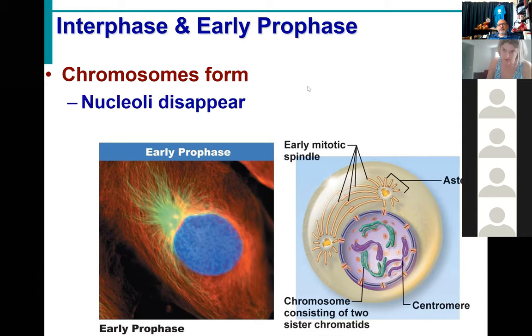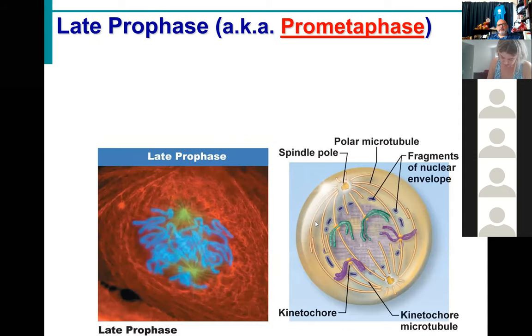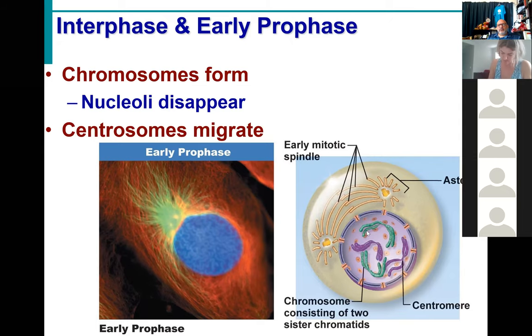All right. So again, nucleoli disappear. Our centrosomes start to migrate. Our nuclear envelope starts to break down. And our chromatin starts to condense down into chromosomes.